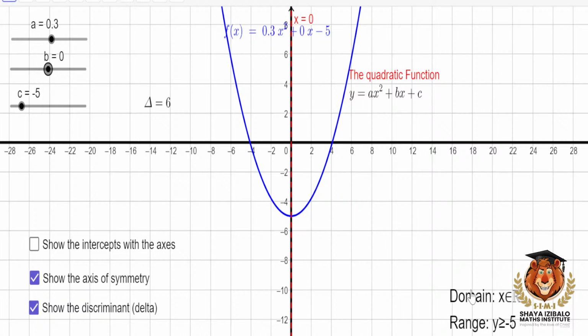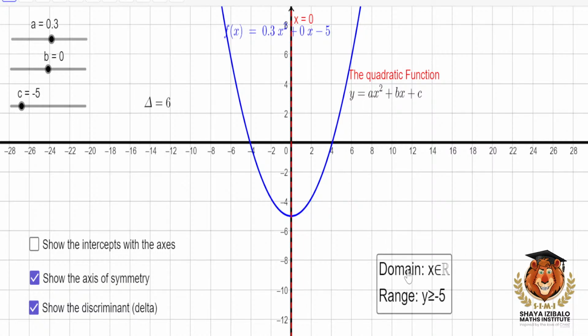Down the bottom corner here are the domain and range, and you can see the range is bigger than or equal to the y value of the turning point. The c value gives us the y-intercept. No rocket science there. To find the y-intercept of any function, you let x equal 0, and obviously y would just equal -5.